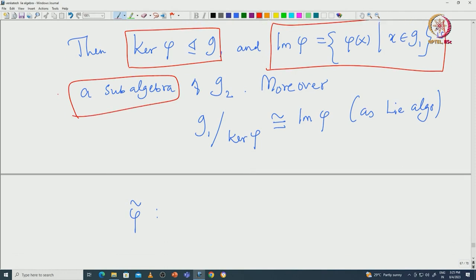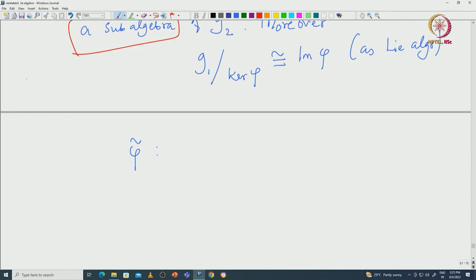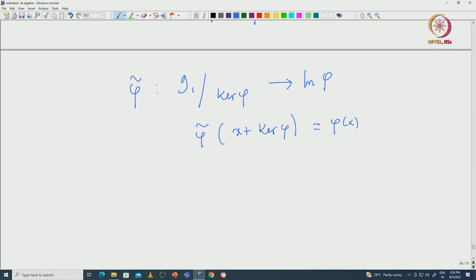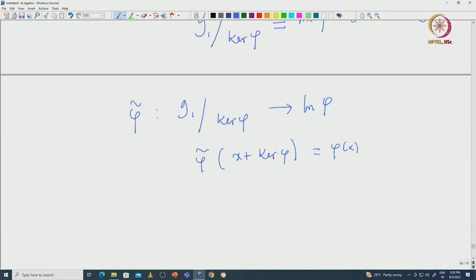Now we will just focus on the quotient map, and try to prove that it is actually a bijective homomorphism. So what is the natural induced map? This is from G1 modulo the kernel of phi to the image of phi, and we are going to define this map. Obviously phi tilde of x plus kernel phi, you define to be just phi of x. So that is the natural induced map from G1 modulo the kernel of phi to the image of phi, which is sitting inside G2. This map is well defined, which you must have seen in a first course in linear algebra, and it is not hard to verify.